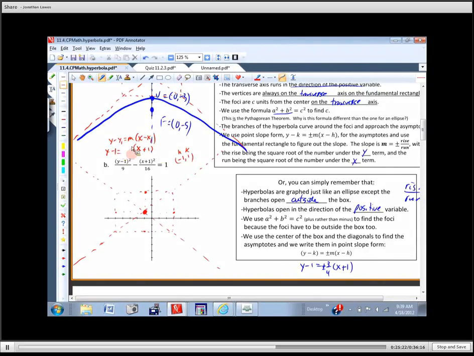And then all I need is the slope. Let's count to figure out the slope. You just counted off to make the fundamental rectangle. How far did you go up here? 3. How far did you go over here? 4. So this would be 3 over 4. Put a plus or minus, you're done.